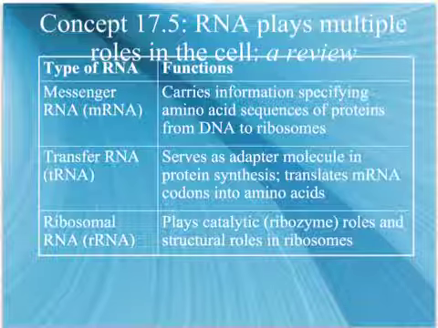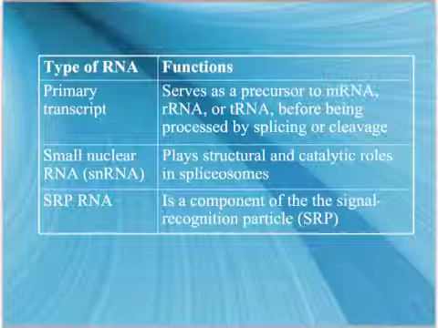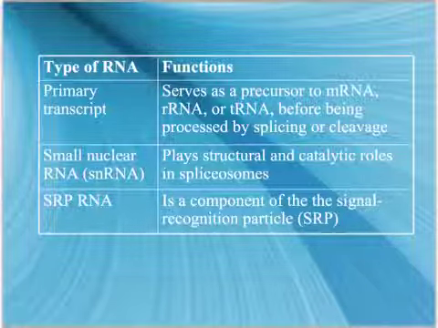Nothing too revolutionary there. The next one is primary transcript. Obviously that's the precursor for all mRNA, rRNA, and tRNA. Once again, that is found only inside the nucleus, and it is only found in eukaryotes.